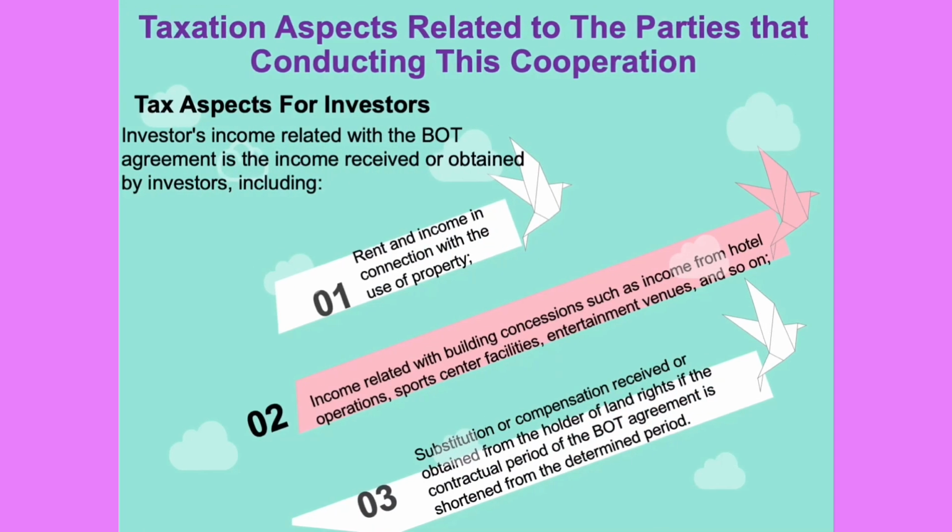Okay, next is the tax aspect for the investor. The investor's income related to the BOT agreement is the income received or obtained by the investor, including, one, rent and income in connection with the use of property. The second is income related to building concession, such as income from hotel operation, sports center facilities, entertainment venues, and so on. Next is the substitution or compensation received from the holder of land right if the contractual period of the BOT agreement is shortened from the determined period.